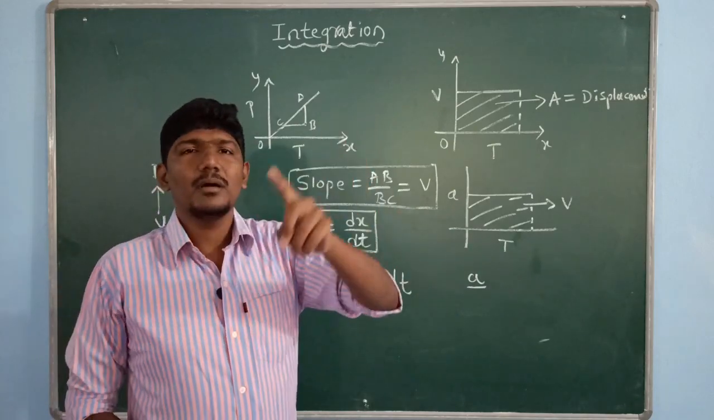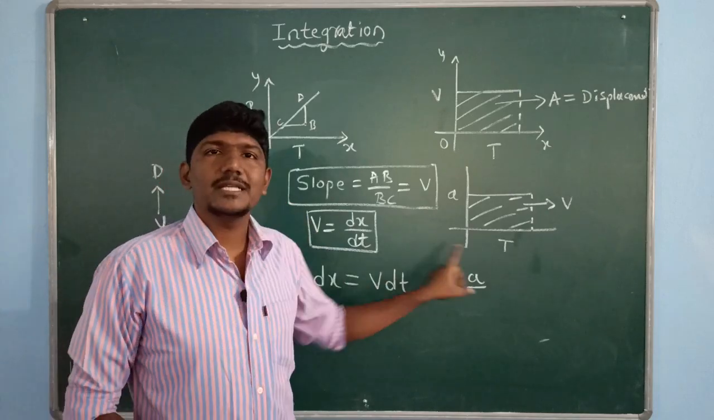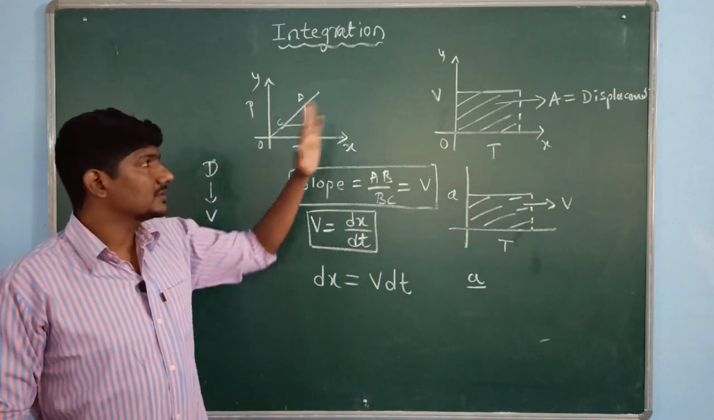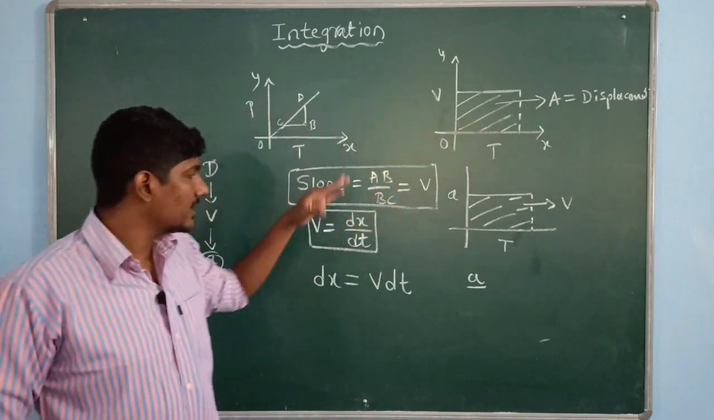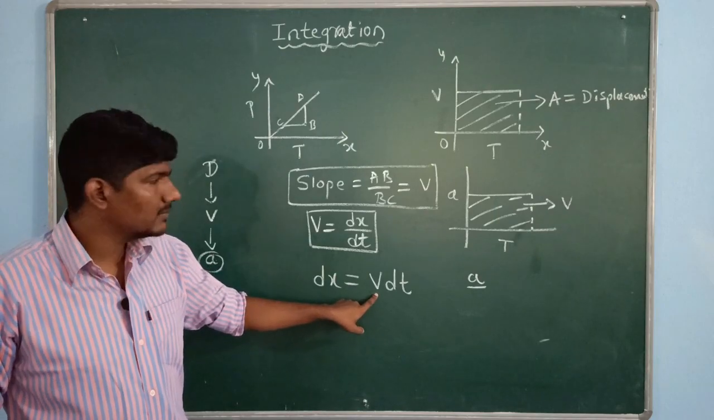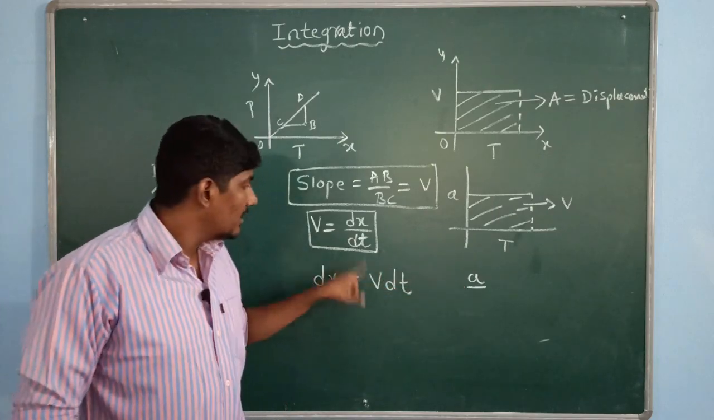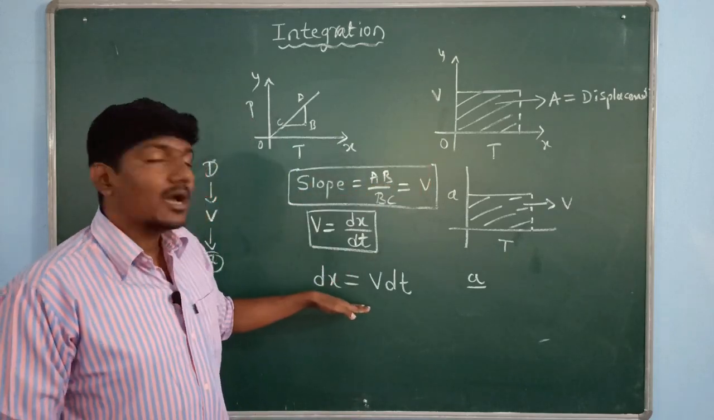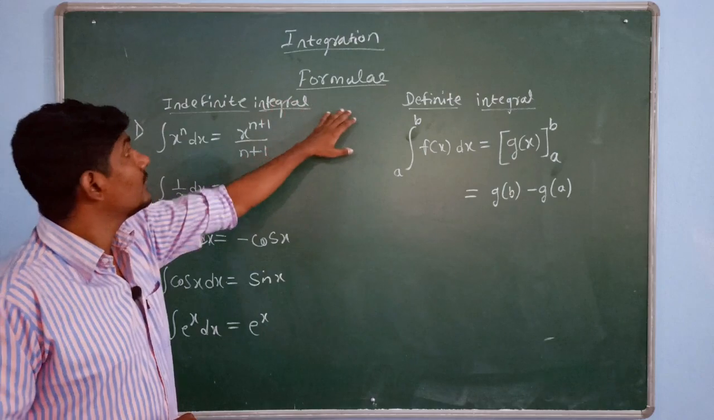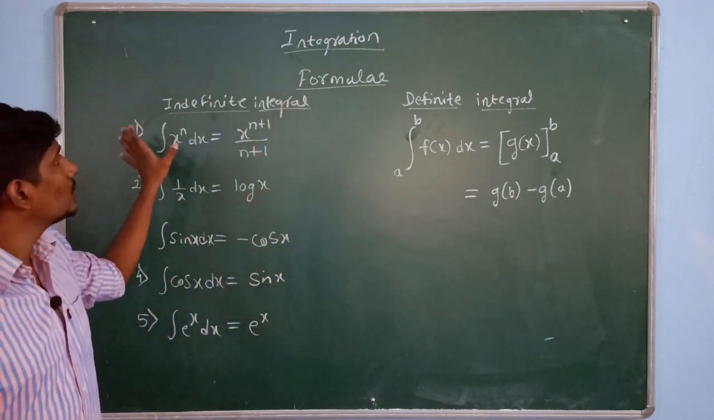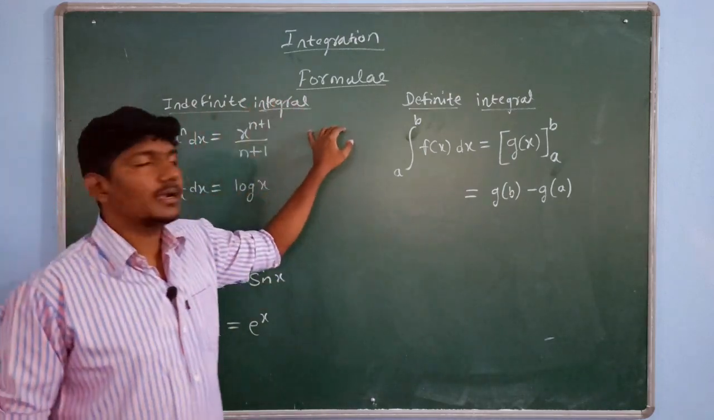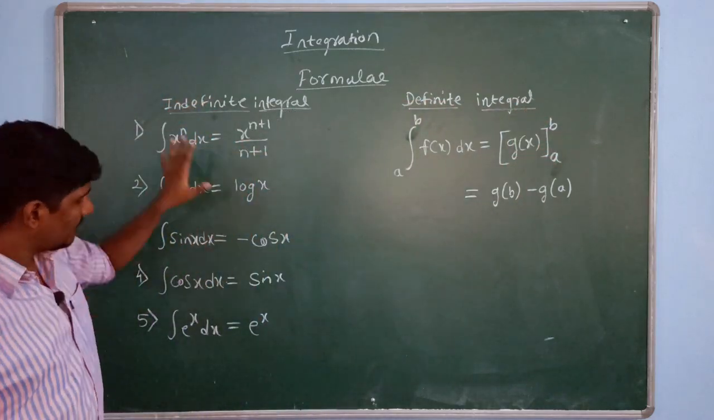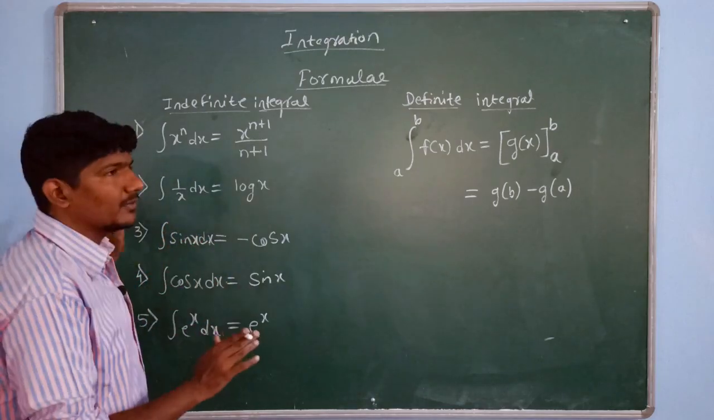Then we will take one particular equation for velocity as well as acceleration. The next part is to get their area values: if you integrate velocity you get displacement, and if you integrate acceleration you get velocity. We will see that process also. In the next part we will see some formulae. Here we have two types, indefinite integral and definite integral. Let's see the indefinite integral; there are 5 formulae I have written, and these are important.